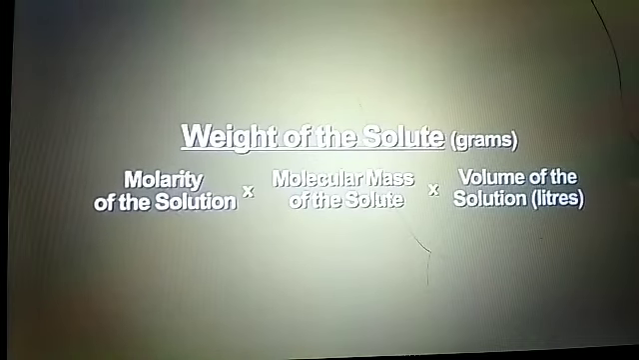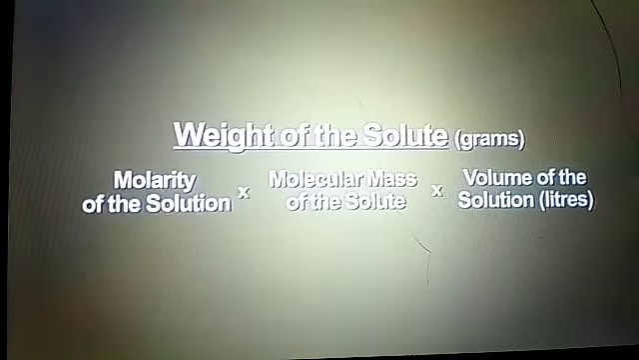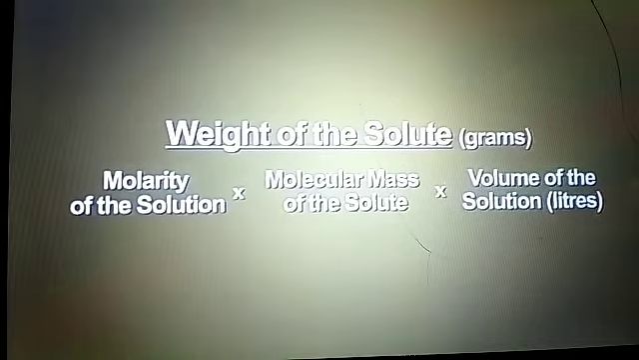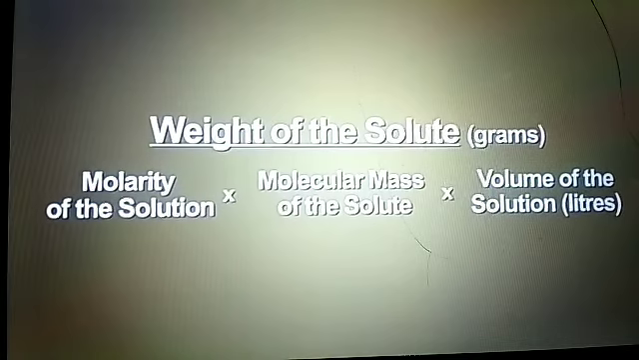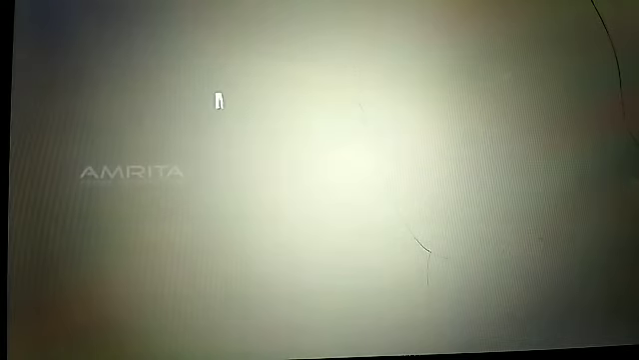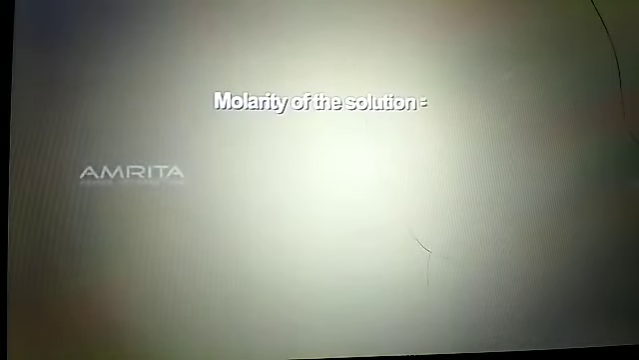The weight of a solute required to prepare a standard solution is equal to the molarity of the solution into molecular mass of the solute into volume of the solution in liters. Here, molarity of the solution is 0.1 molar.